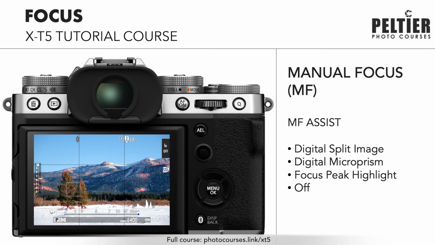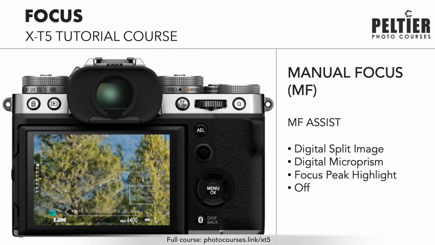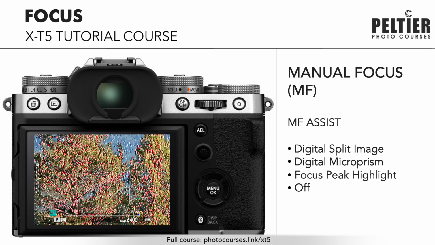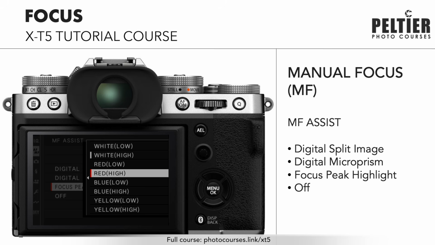Focus Peak Highlight will outline areas that are in focus in a bright color. This mode works great for most all scenes, and you can choose from a couple of different colors here. Just find the color that stands out the best against your subject. So if your subject is red, I probably wouldn't choose a red outline, maybe blue, because blue contrasts against red.